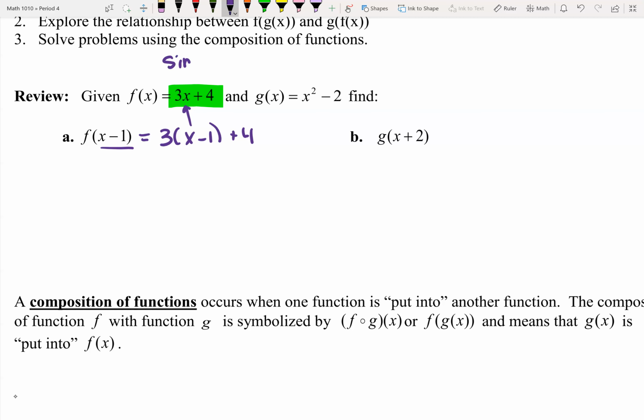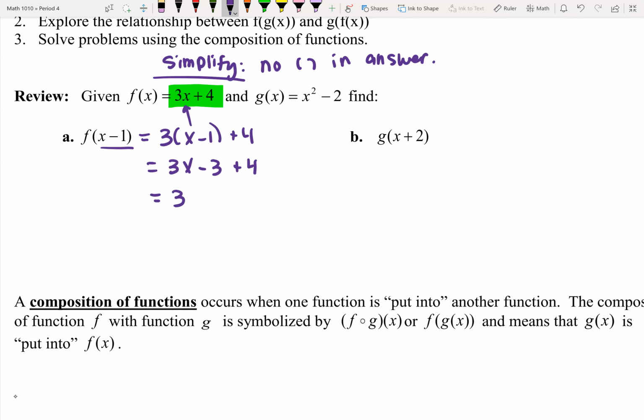Up above, do me a favor and write the word simplify. I really need you to remember what to simplify means, and it means that you have no parentheses in your answer anymore, okay? So let's simplify that, and it's not simplified because it still has parentheses, right? So if I distribute, I get 3x minus 3 plus 4, and then I combine the 3 and the 4, so it's 3x plus 1, and that's my answer, and that's it.